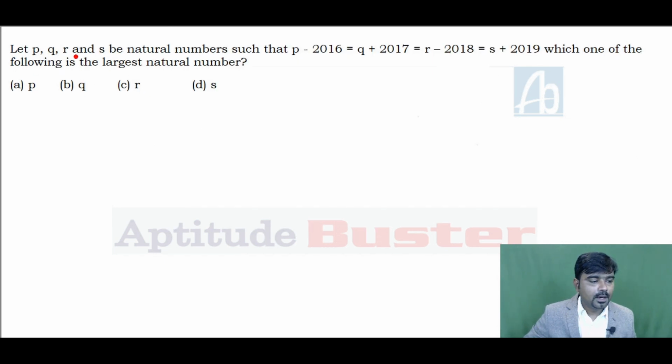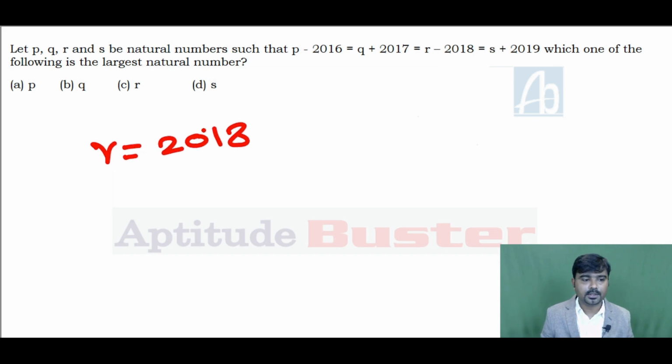Let p, q, r and s be natural numbers such that p minus 2016 is equal to q plus 2017 is equal to r minus 2018 is equal to s plus 2019. Which one of the following is the largest natural number? That's a very simple question. You can take r equal to 2018, which is a natural number. Once you take r equal to 2018, this is equal to 0, right?